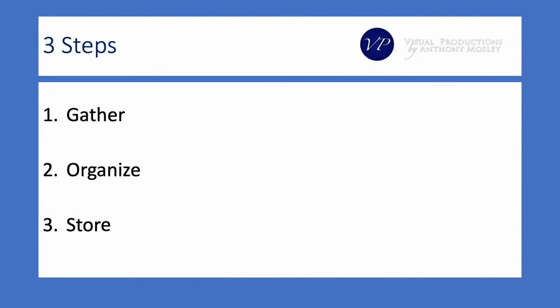The 3 tips that I have for you are very simple. First, gather all of the images from the past. Secondly, organize those images. And then finally, find a place to store them. So let's take a look at the first step, which is simply to gather all of the images of your organization.